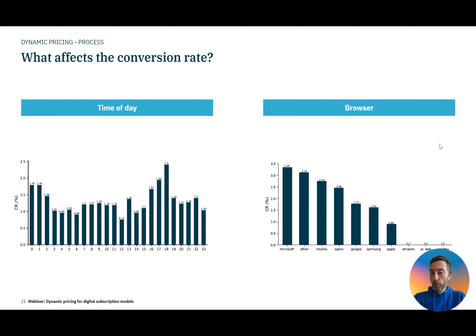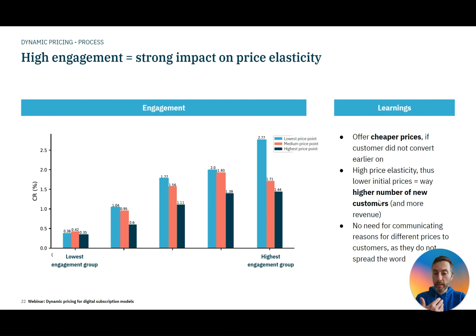If you look at what's driving your conversion rate, price is obviously one factor, but it can be the time of the day, it can be the browser the consumer is using, and it can also be the engagement. So how often did I read an article? How often did I see the paywall? How did I react to certain price points? And we can see here in this example that the conversion rate, even for high engagement customers, is significantly higher at lower price points. That's why for paid content, it helps a lot to try winning customers with lower price points and then later on moving them towards regular price points.